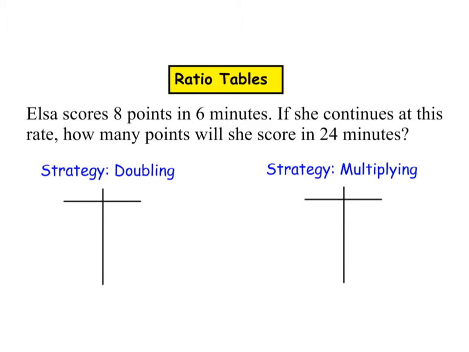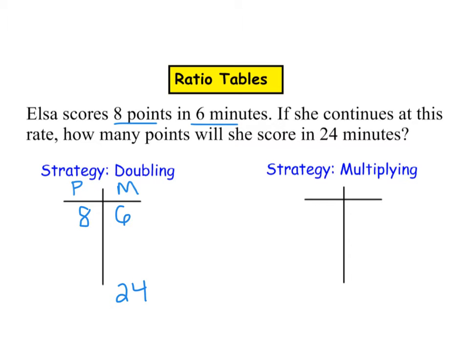The first thing I need to do is label my ratio table. I'm going to put a P for points and an M for minutes. Looking at the problem, we can see she scored 8 points in 6 minutes. So I'm going to label that in my ratio table. So 8 and 6. If she continues at this rate, how many points will she score in 24 minutes? So I want to put the 24 minutes under the minute side, and I'm going to put it down here so I have a little bit of space.